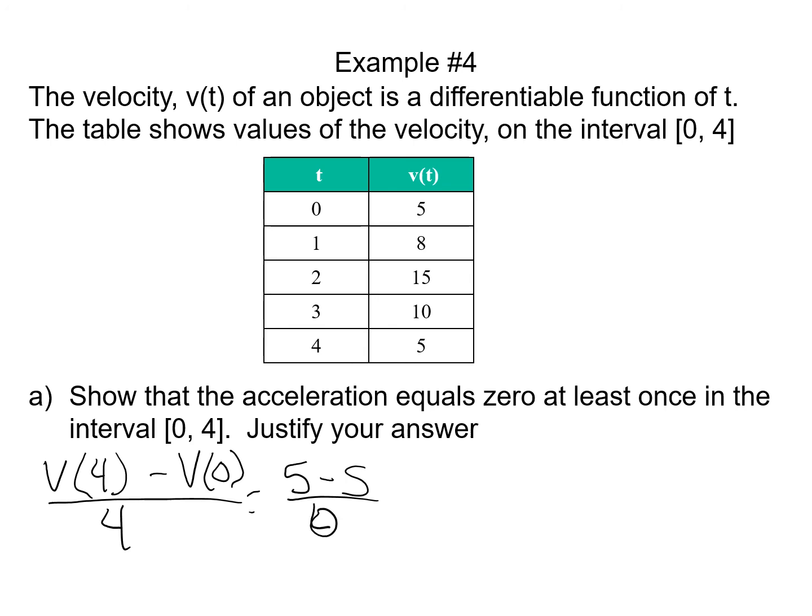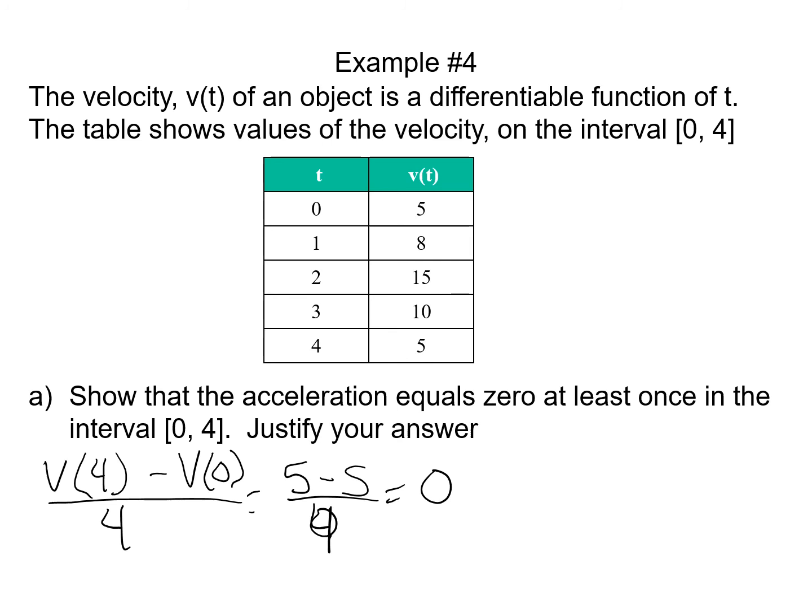No, over 4, which is 0. And so because the average acceleration is equal to 0, therefore the acceleration has to equal 0 somewhere along the line. What tells us that? The mean value theorem.